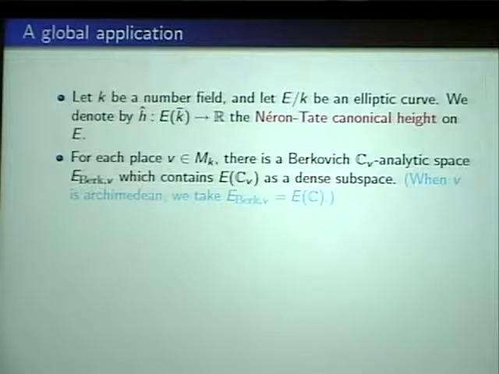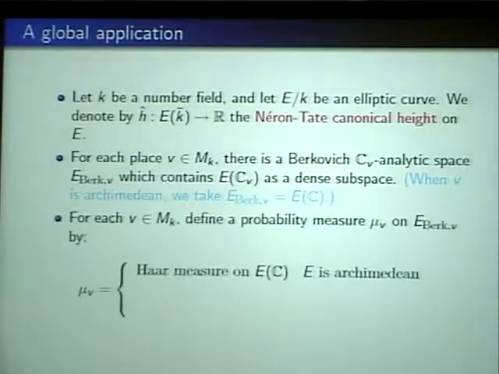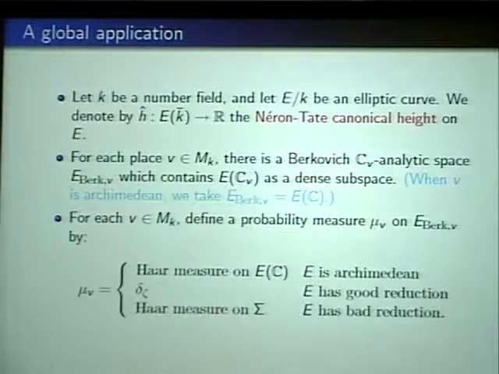So at each place you have some Berkovich space. And at each place, you therefore have a canonical probability measure. Haar measure on this complex torus in the Archimedean case, this point mass in the good reduction case, and Haar measure on this circle in the multiplicative reduction case.